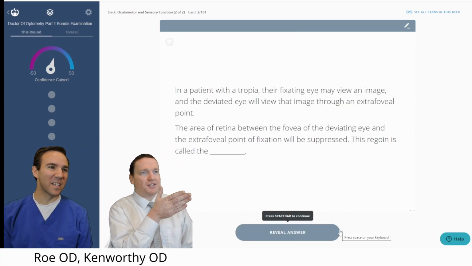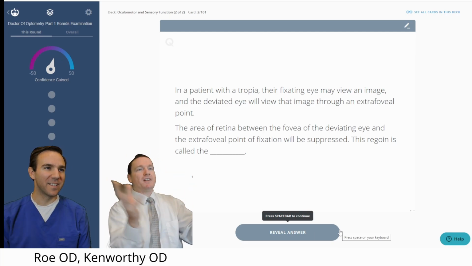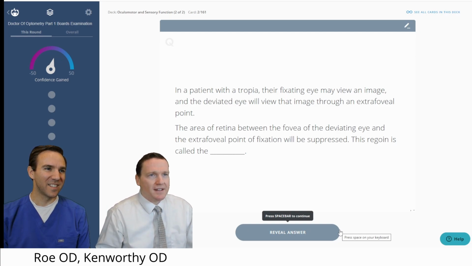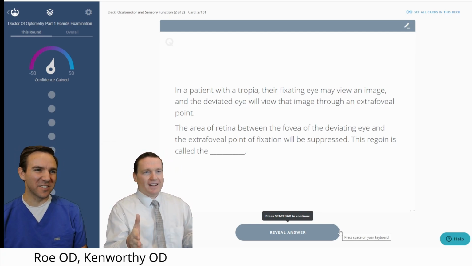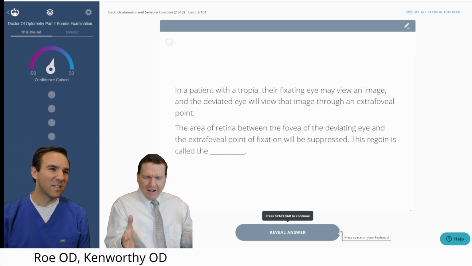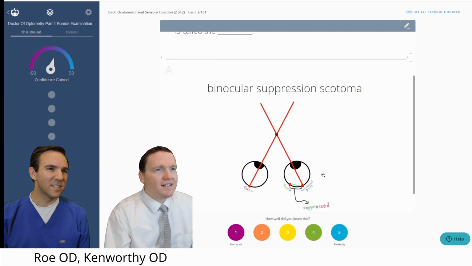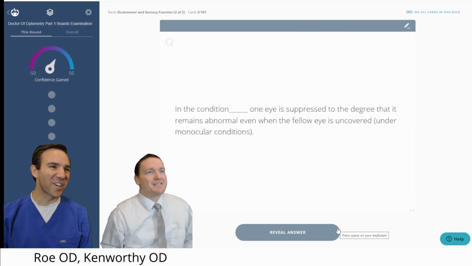In a patient with atropia, their fixating eye may view an image, and the deviated eye will view that image through an extrafoveal point. The area of retina between the fovea of the deviating eye and the extrafoveal point of fixation will be suppressed. This region is called the scotoma zone, the suppression zone. Oh man, I don't know on this one. Should we take a look? Suppression scotoma. Okay, you had that. All right, binocular suppression scotoma. We got it.